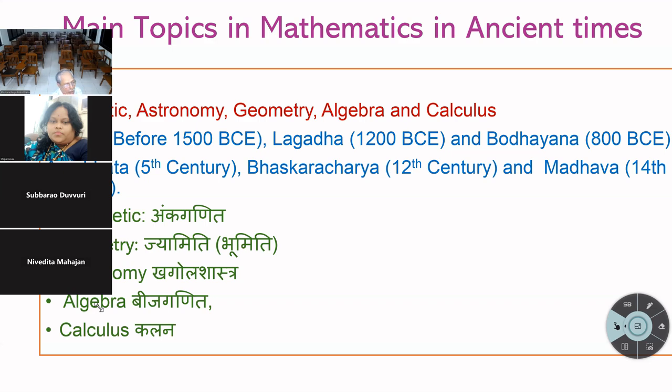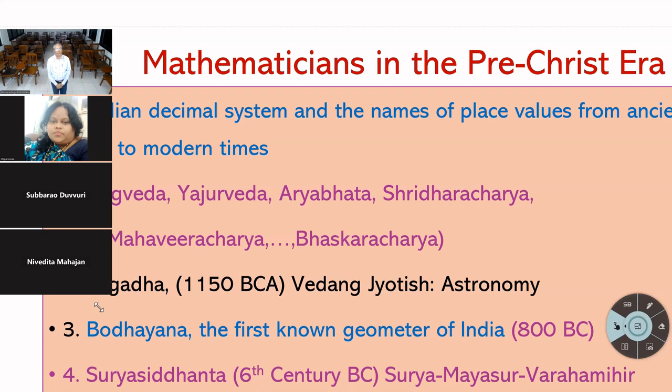Now the Indian decimal system and the names of place values, from ancient times to modern times. The decimal system developed in India and went to other countries. The Rigveda and Yajurveda contain the names of place values: Eka, Dasha, Shata, Sahasra, and so on, so 1, 10, 100, 1000. For 10,000 there is the name Ayuta, which is seen in the Rigveda. Then Aryabhata, Sridharacharya, Mahaviracharya, and Bhaskaracharya gave various names to the powers of 10, which we are also using. All these names went to other countries and they also started using similar names.